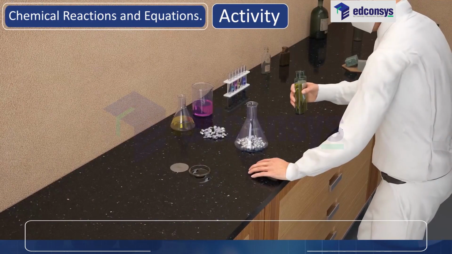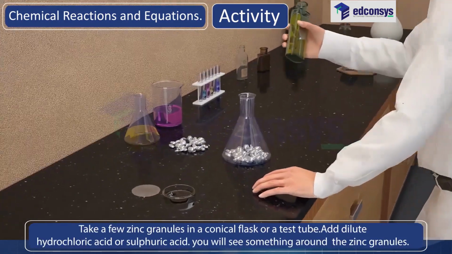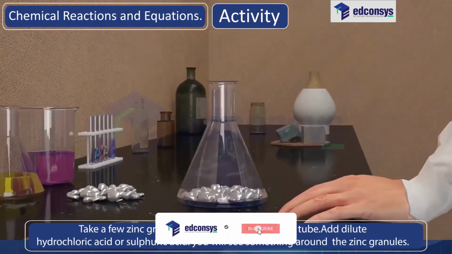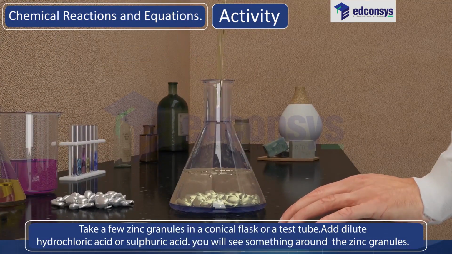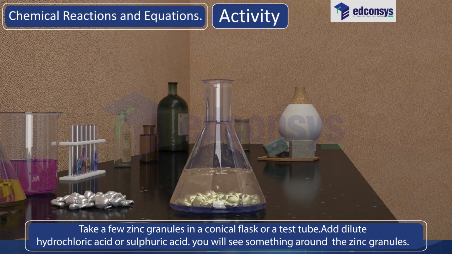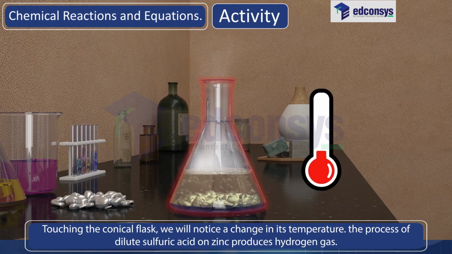Activity. Take a few zinc granules in a conical flask or a test tube. Add dilute hydrochloric acid or sulfuric acid. You will see something around the zinc granules. Touching the conical flask, we will notice a change in its temperature. The reaction of dilute sulfuric acid with zinc produces hydrogen gas.